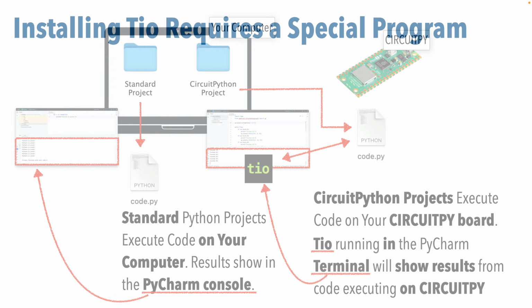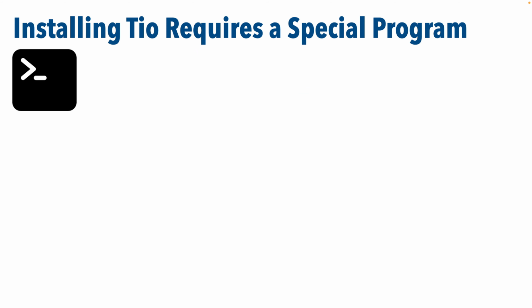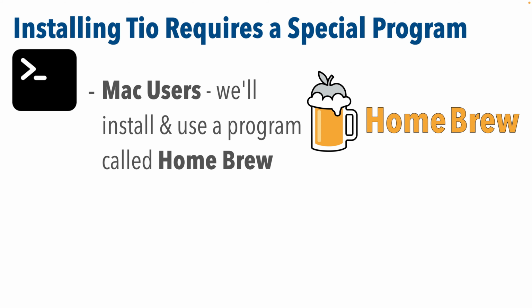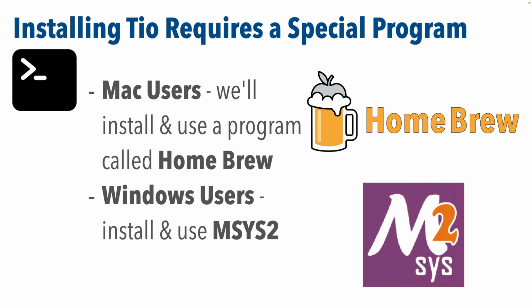So we're going to use the terminal program to install Tio, but in order to install Tio, we first have to install yet another program to install it. Now, since I'm using a Mac, I'm going to install a program called Homebrew, sometimes called brew, and that will let us install Tio. Windows users need an installer called MSYS2.